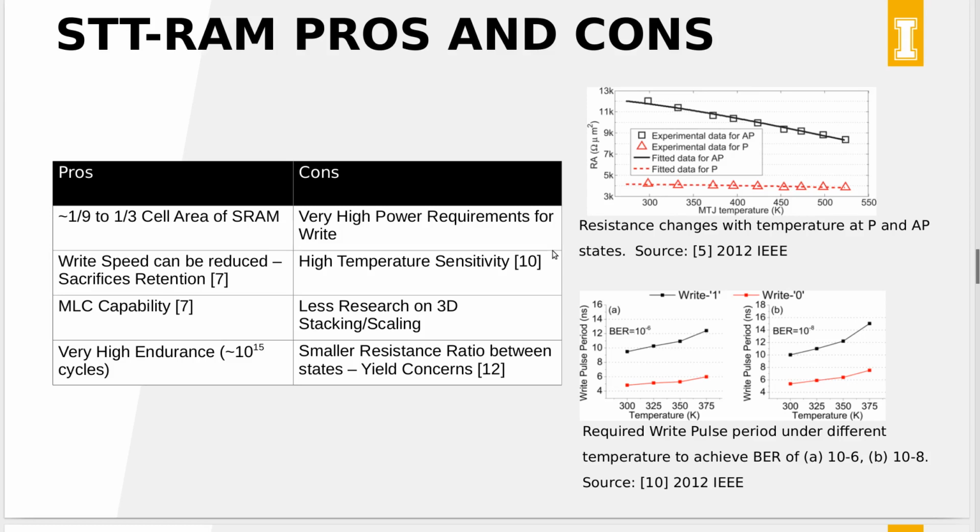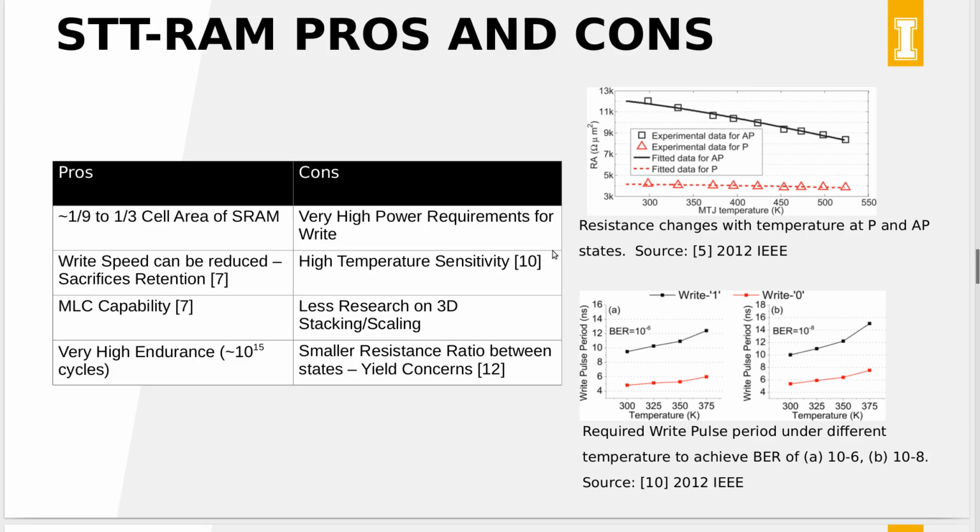Some of the pros and cons when comparing to SRAM: it takes roughly a ninth to a third of the cell area. The limiting factor on the cell typically is the transistor, as it does need a large transistor in order to deal with the high power requirements and high current needed in order to switch the data state. You can change the write speed in order to make it operate faster. If you reduce the write time and make the operation faster, it does sacrifice retention, which may be very beneficial in certain applications where you don't care about long retention, but limits its benefit to non-volatile caches and power off systems. You need to make sure that you're not powering off for long periods of time in order to get the data back and restore it.